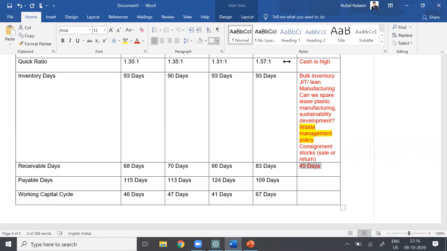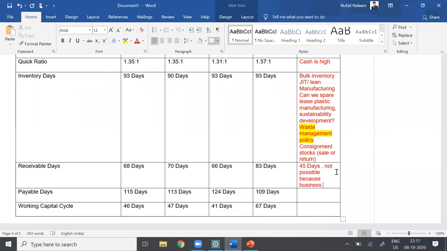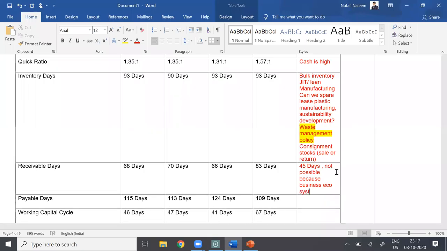From a JIT perspective, are we operating in many countries? It will take too long to ship consignment to our client. Correct. So can we come to 45 days, Asta? Yes or no? Not possible, because of the business ecosystem. Agree or not agree? Because that's the business ecosystem they have created, even competitors are going with the same type of policy. It's an ecosystem issue.